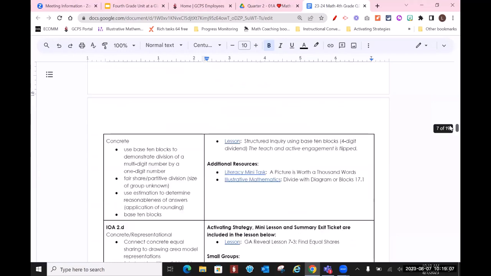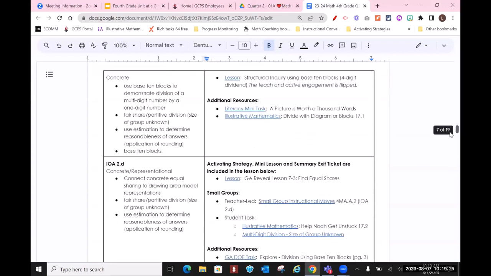So it's a concrete lesson. They're going to be exploring that. This lesson says it's a structured, inquiry-based using base 10 blocks. And one thing to point out here, sometimes there are notes here. The teach and the active engagement in this particular lesson is flipped.